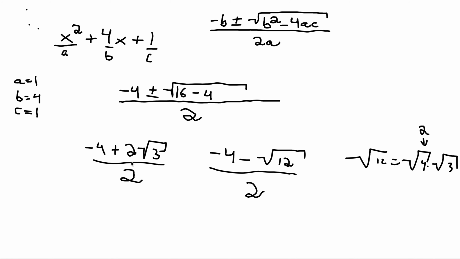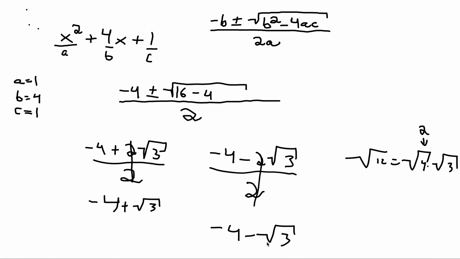So we notice that these 2 and 2 can cancel, so you'll end up having negative 4 plus the square root of 3. And we can do the same exact thing for this side. So it's going to be 2 square root of 3. Get rid of these, and then we'll have our answer, negative 4 minus the square root of 3. So these are two solutions for this quadratic.